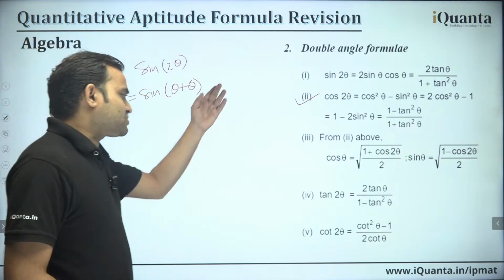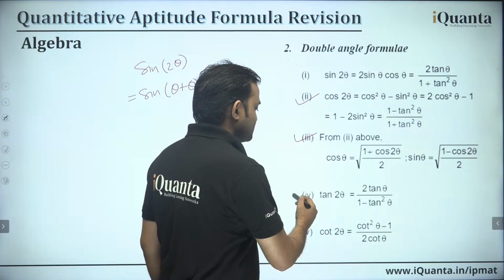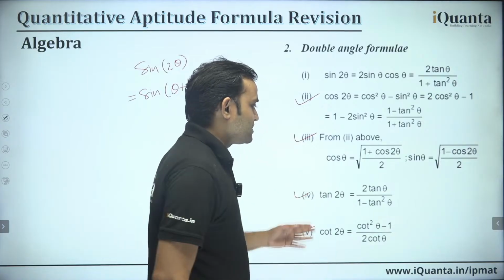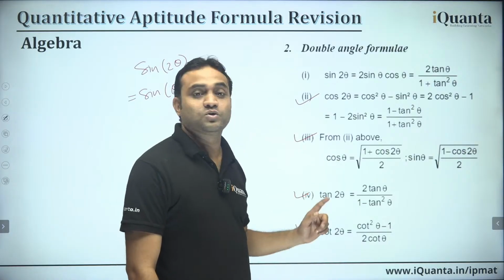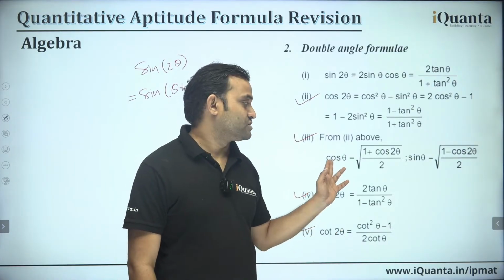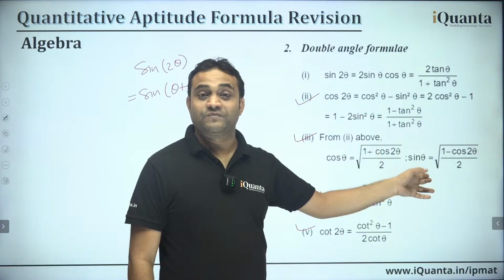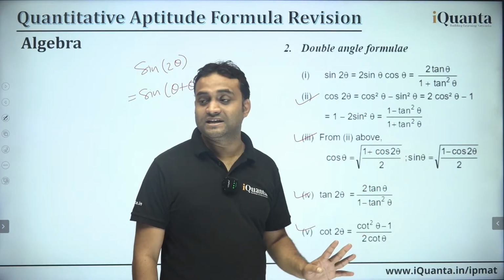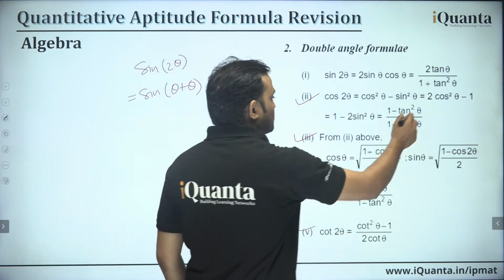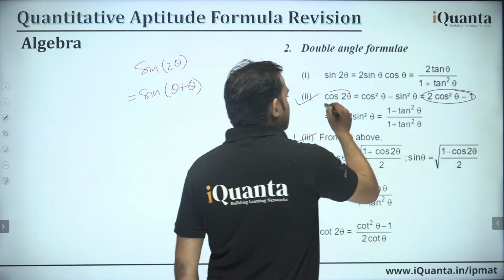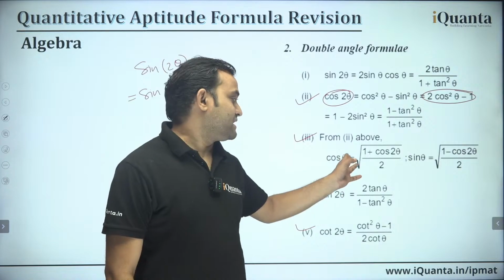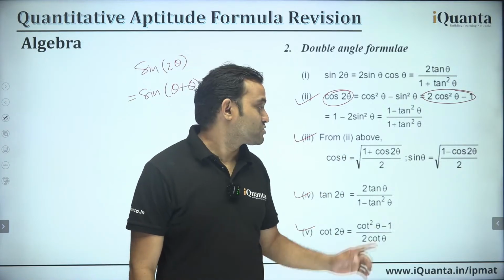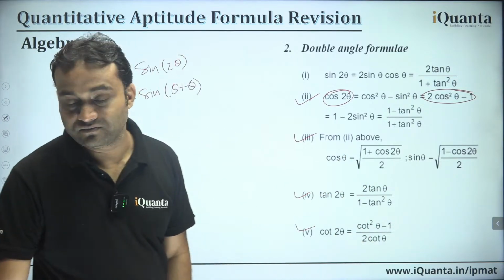So using this concept, you can find cos theta, tan 2 theta, cos 2 theta. This is only when cos 2 theta is given and you need to find cos theta. You can use this, or you can find sin theta if cos 2 theta is given using this formula. Cos 2 theta is 2 cos square theta minus 1. From there we get cos theta is equal to square root of 1 plus cos 2 theta divided by 2.